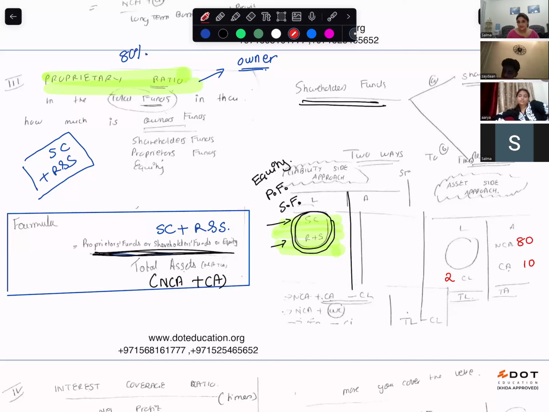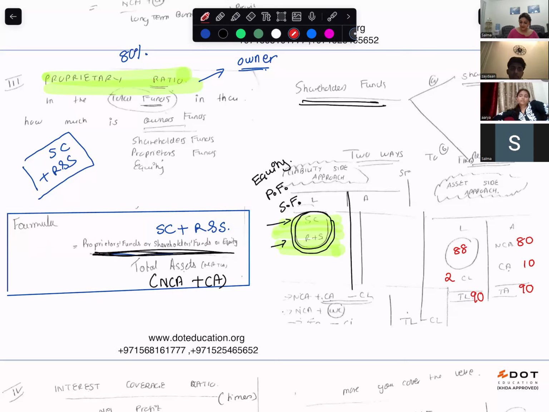$88. First, tell me your total assets. Total assets is 90. Total liabilities, 90. So, shareholders' funds would be 88. 88. Zayden, are you there?